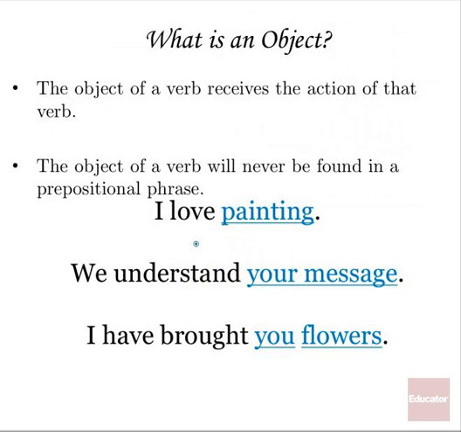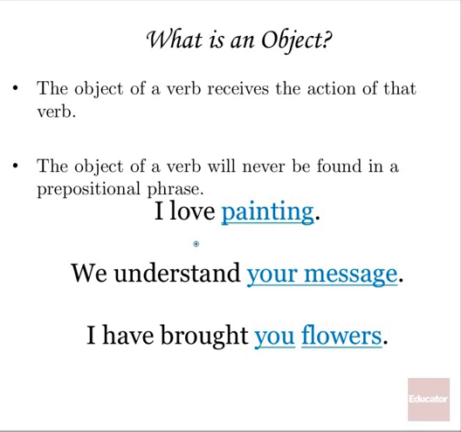Well, what is an object? The object of a verb receives the action of that verb. The object of a verb will never be found in a prepositional phrase. Never, never, never. There is such a thing as an object of a preposition, but the object of a preposition is never the object of a verb.